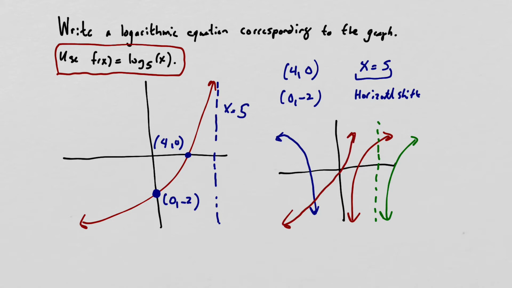So on the next page, what we want to do is transform the function we're given, which was f of x, by a horizontal shift, a reflection across the y-axis, and a reflection across the x-axis. So first we'll apply our horizontal shift. So this is going to be log base 5 of x minus 5.